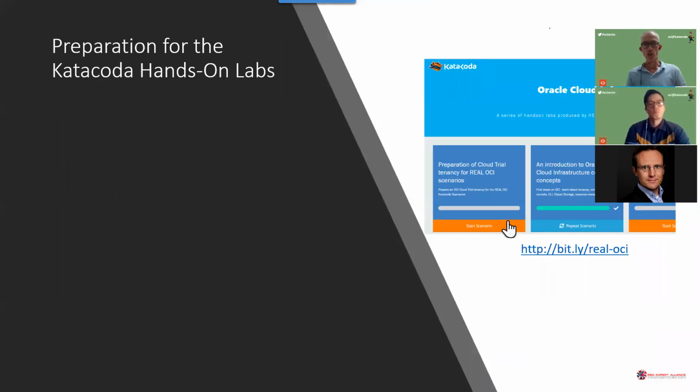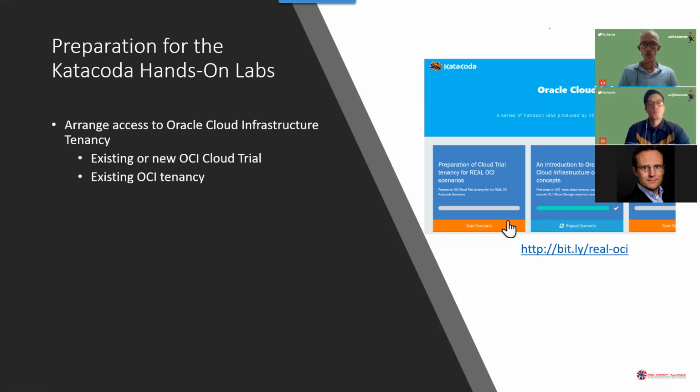So briefly about the preparation for all the scenarios. What do you need to set up before you can start doing the scenarios? Well, you need access to an Oracle Cloud Infrastructure tenancy. You may already have access, that's fine. You can also get your own cloud trial through the Oracle site using your credit card. It doesn't cost you any money, but you still need a credit card for authentication purposes. And there's the environment that you can get as a participant in this seminar. I will tell you a little bit more about that in a moment.